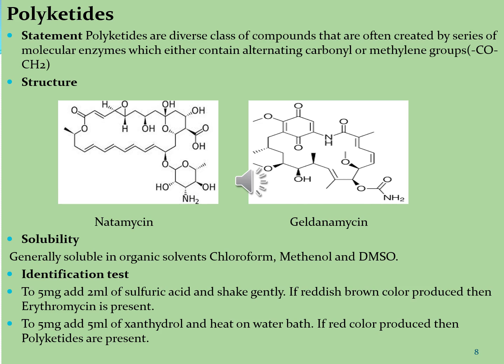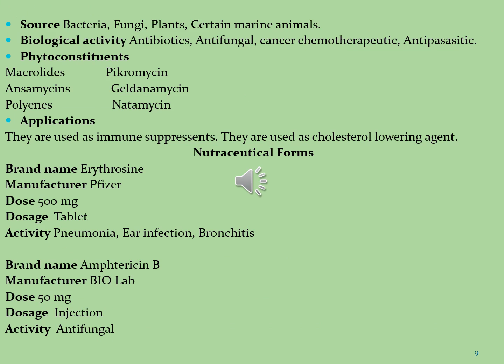In the second test, we take 5 mg of sample extract and add 5 ml of xanthydrol and heat on a water bath. If a red color is produced, it means polyketides are present. Polyketides are isolated from different sources. The main sources from which polyketides are isolated and extracted are bacteria, fungi, plants, and certain marine animals.